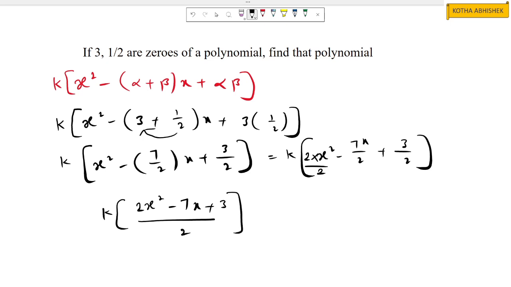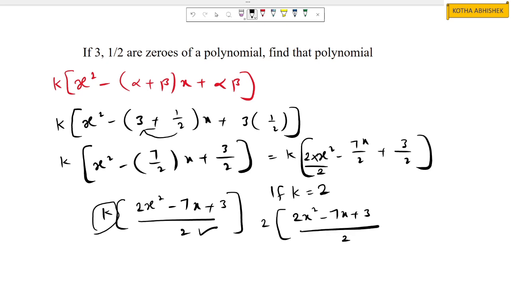Now the work of k comes. Here in the denominator we have a number 2, right? So to remove that denominator, we will use this k value. In the denominator, whatever value is there, the same value we assign for k. So here in the denominator 2 is there, right? So I am taking the k value also as 2 only. So if k equals 2, then it will become 2 of 2x square minus 7x plus 3 divided by 2. These two cancel, then we remain with 2x square minus 7x plus 3.